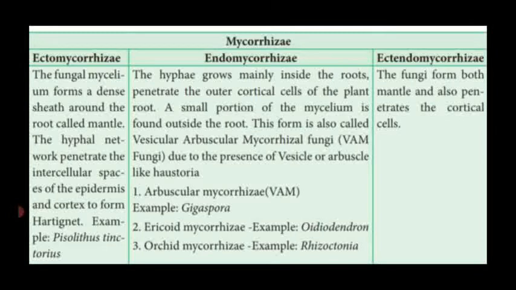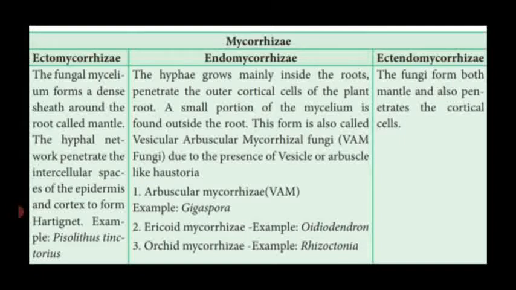Root region penetrate the outer cortical cells of the plant root. A small portion of the mycelium is found outside the root. This form is called vesicular arbuscular mycorrhizal fungi or VAM fungi, due to the presence of vesicle or arbuscule-like haustoria.